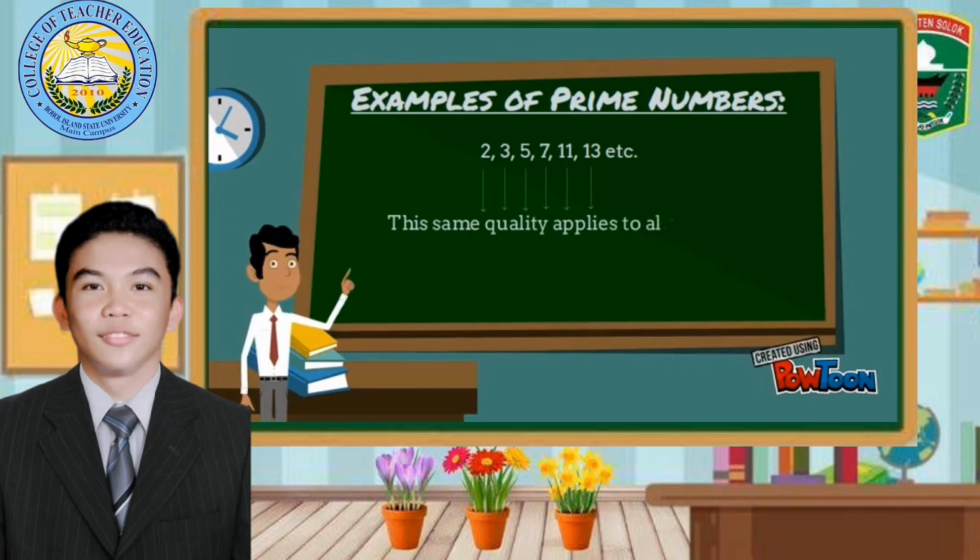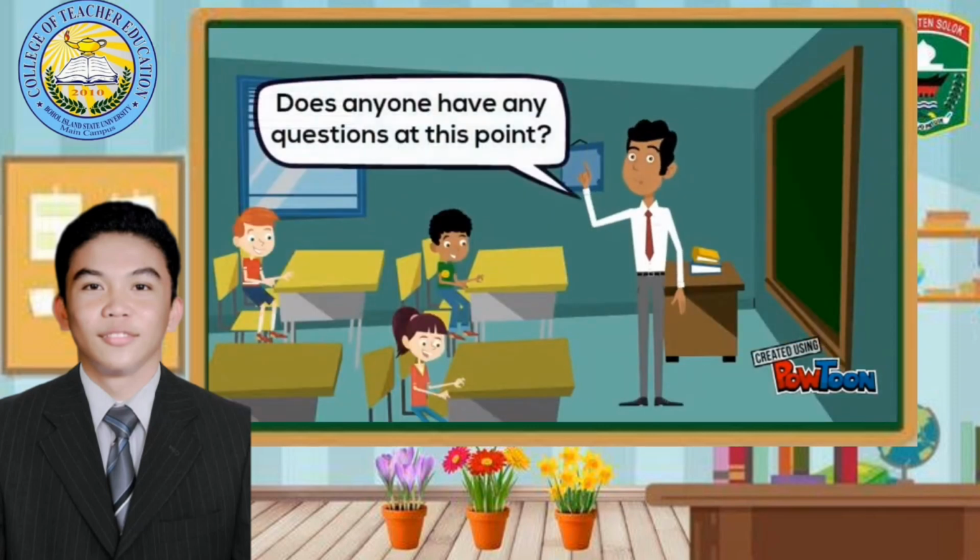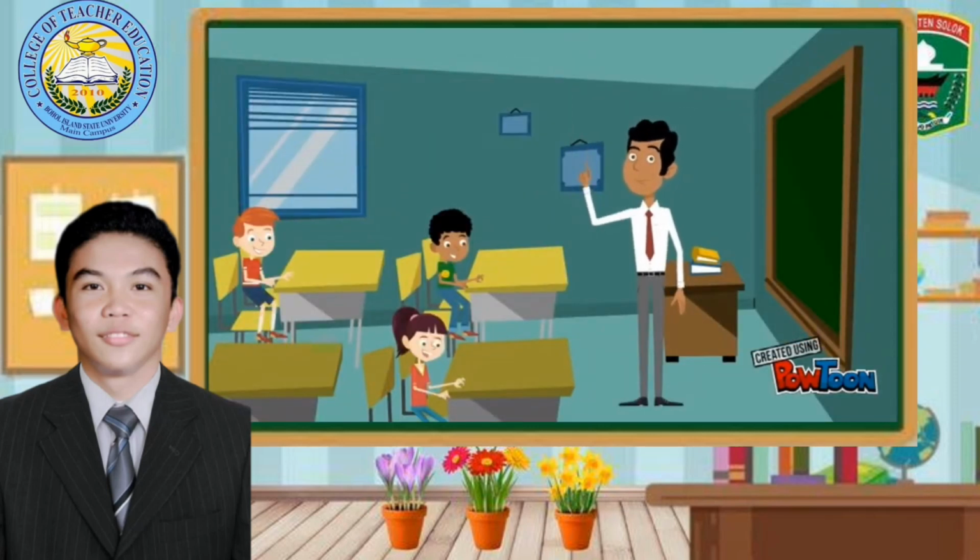This same quality applies to all these given numbers as well as an infinite amount of others. This unique quality justifies their status as prime numbers. Does anyone have any questions at this point?